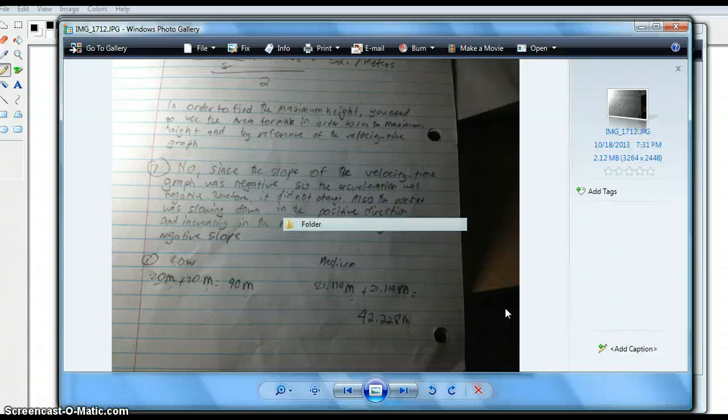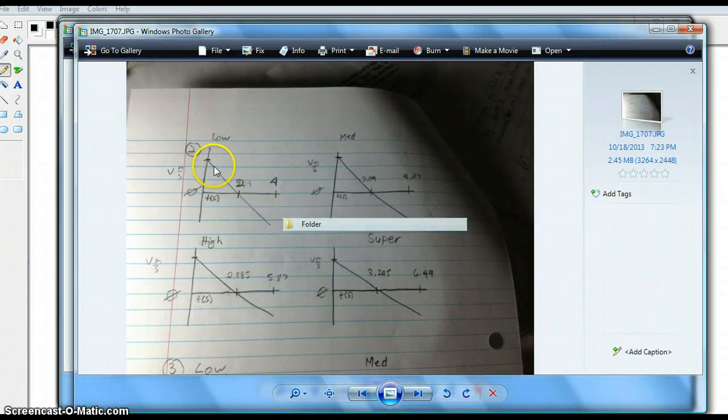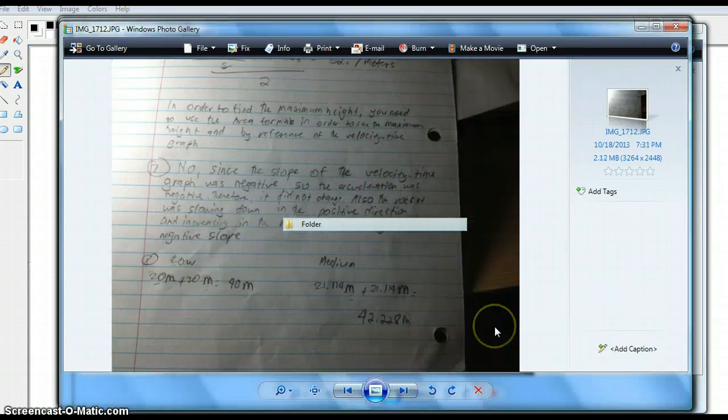Number 7 is asking, was the acceleration different when the rocket reached maximum height? Explain your reasoning. No, I said no. The acceleration was the same because as you can see from the velocity time graph, the acceleration never changed. The slope of the velocity time graph is always negative, and so therefore the acceleration never changed. Moving on, 1712.